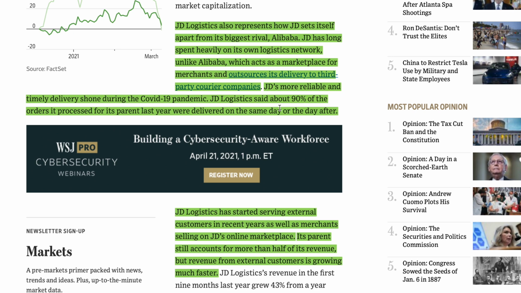JD Logistics said about 90% of the orders it processed for its parent last year were delivered on the same day or the day after. JD Logistics has started serving external customers in recent years, as well as merchants selling on JD's online marketplace. Its parent still accounts for more than half of its revenues, but revenue from external customers is growing much faster.